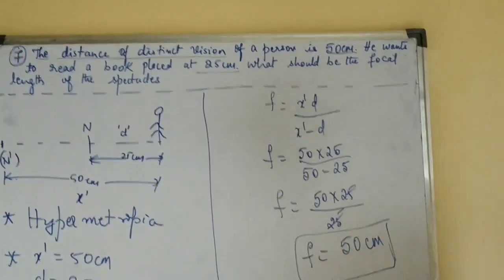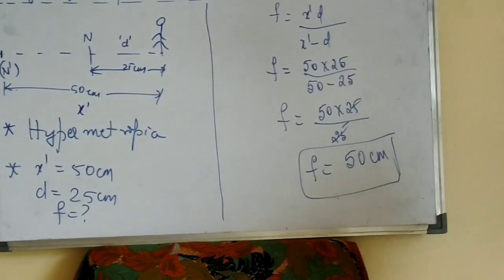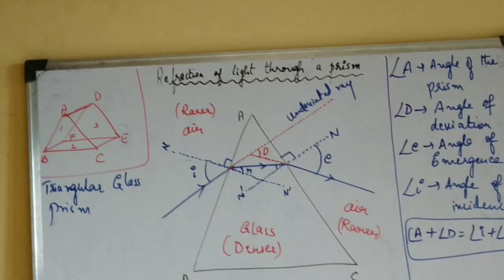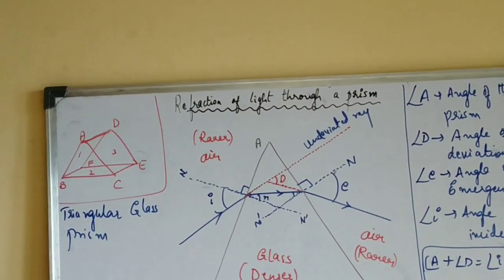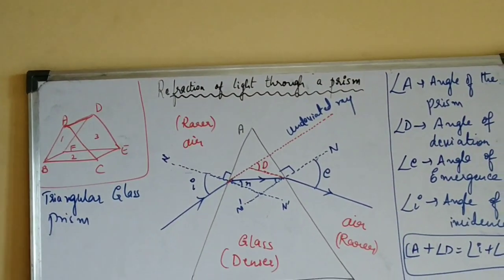The focal length of the spectacles should be 50 centimeters. Now let us move to the next concept, that is refraction of light through a prism.